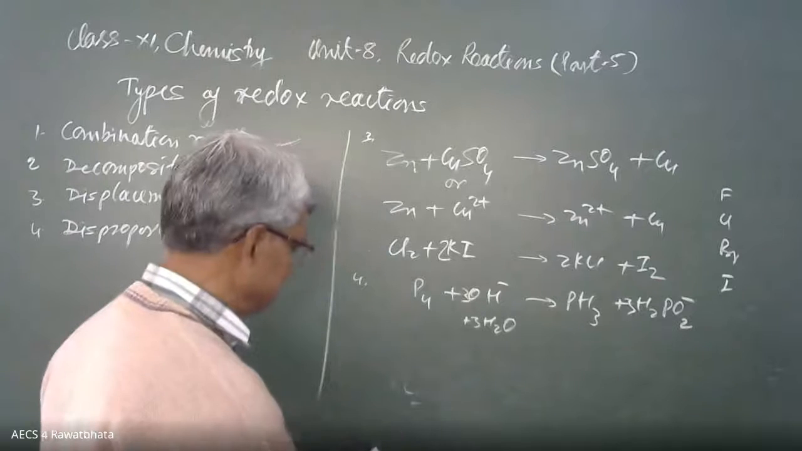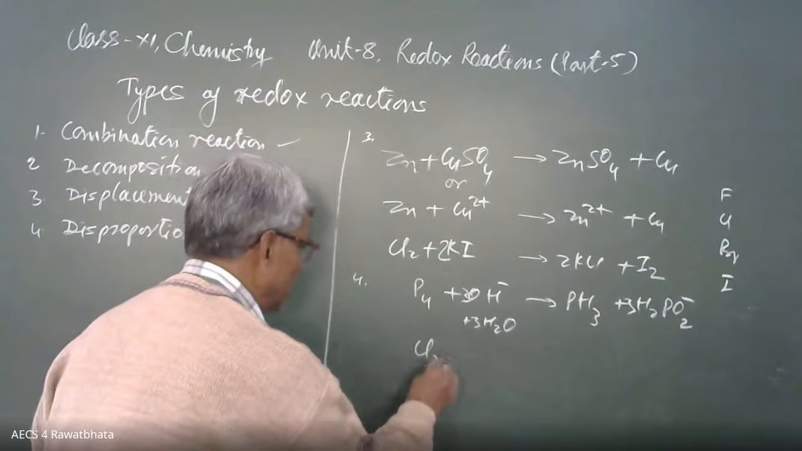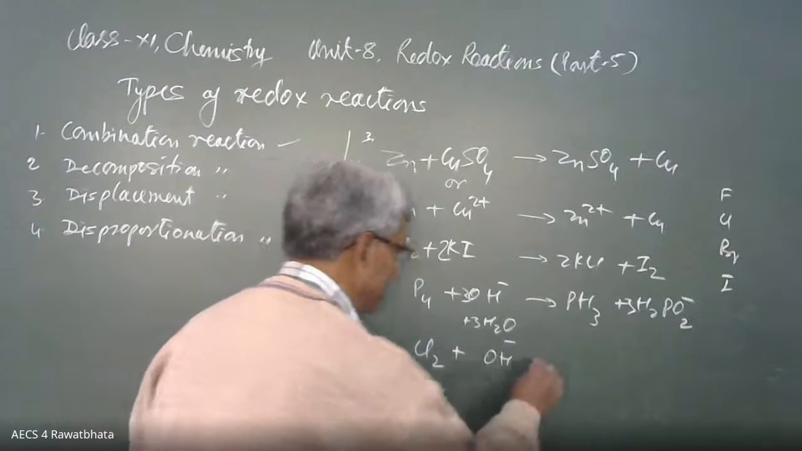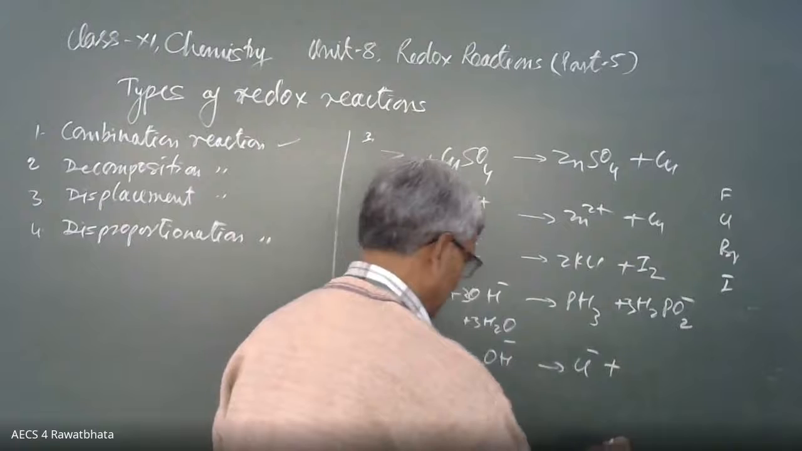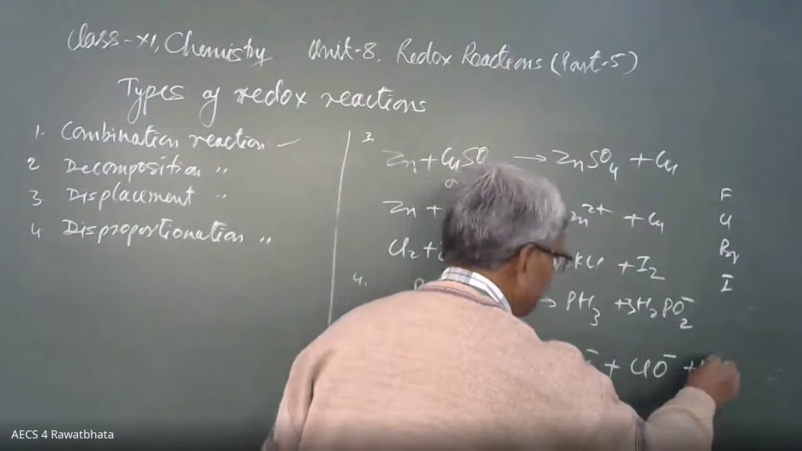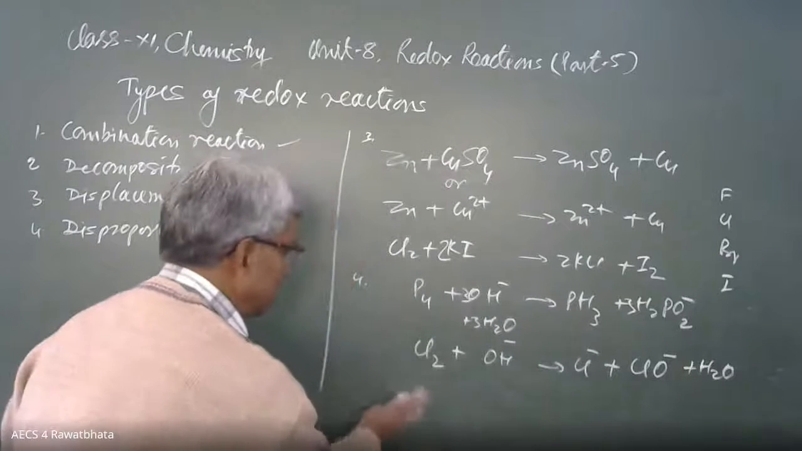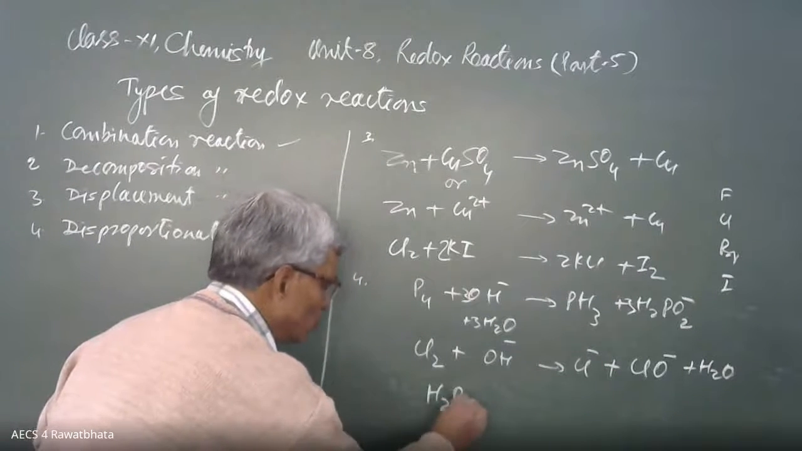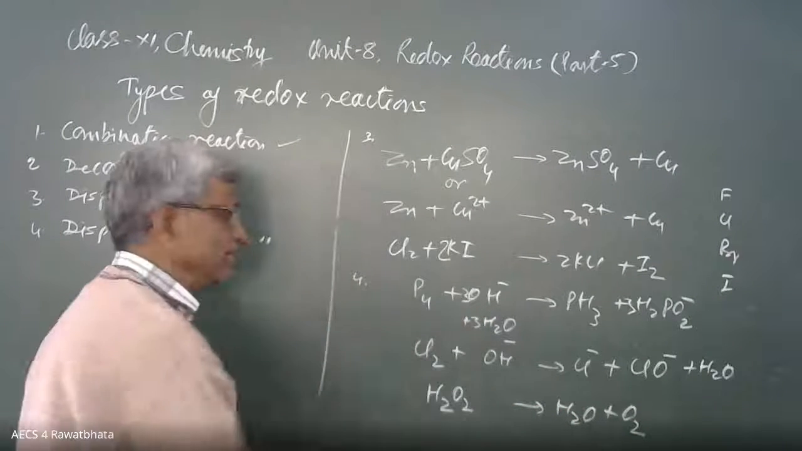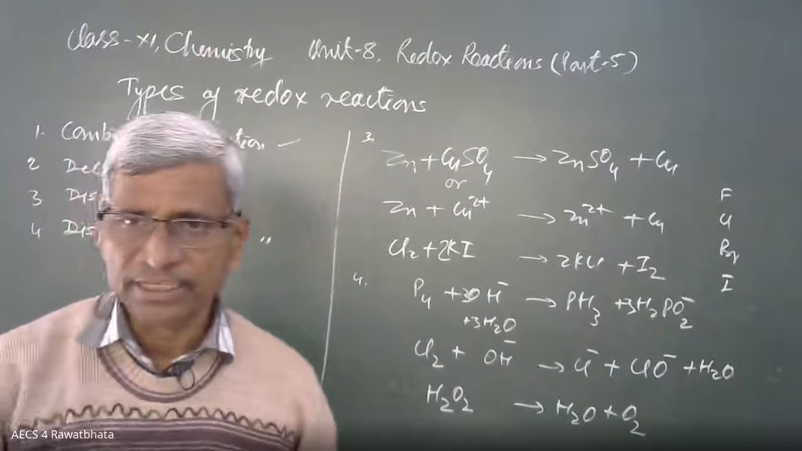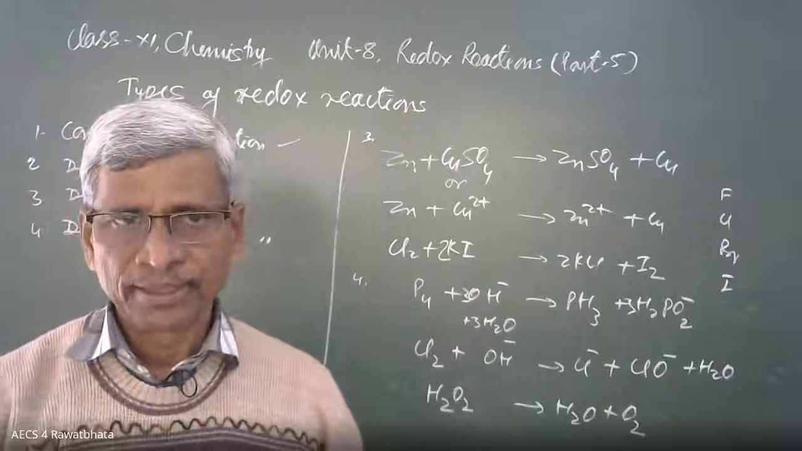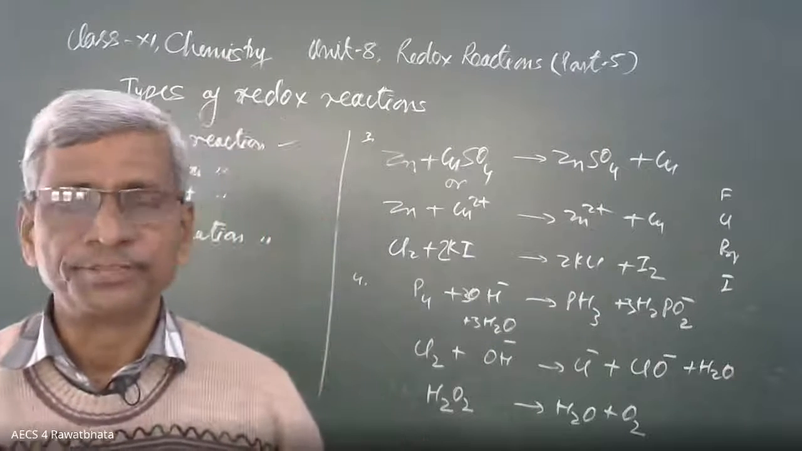Another example, which I have given you to balance: Cl2 plus OH minus gives Cl minus plus ClO minus plus H2O. Another simple example is H2O2 gives H2O plus O2. These are examples of disproportionation. So many examples are there. In a disproportionation reaction, the same element is oxidized as well as reduced.